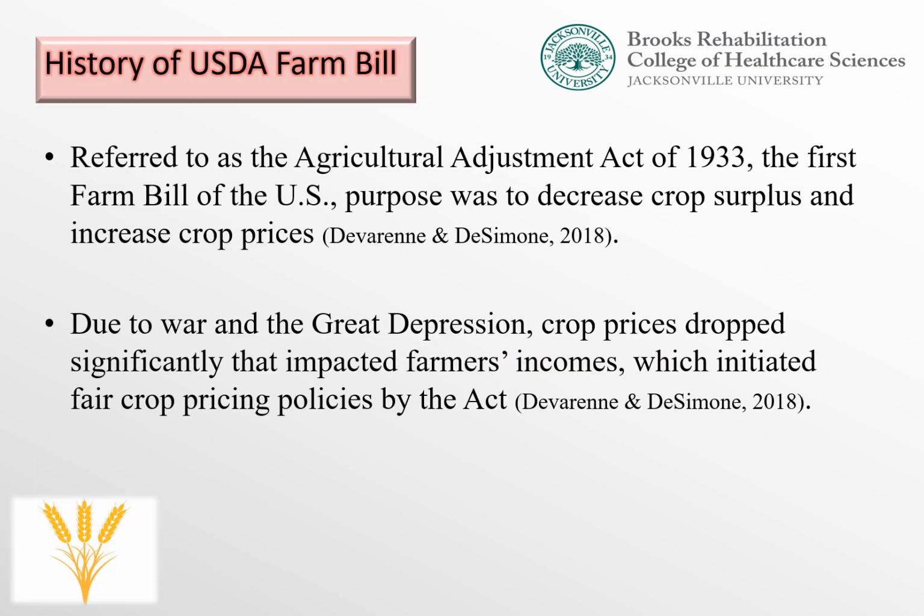Referred to as the Agricultural Adjustment Act of 1933, the first farm bill of the United States, the purpose was to decrease crop surplus and increase crop prices. Due to war and the Great Depression, crop prices dropped significantly, which impacted farmers' incomes and initiated fair crop pricing policies by the Act.